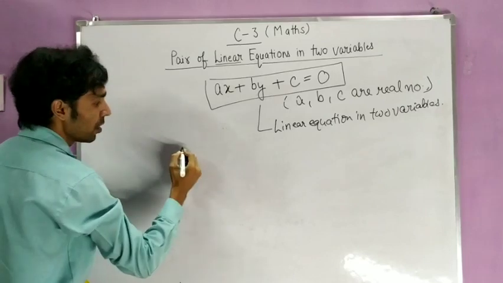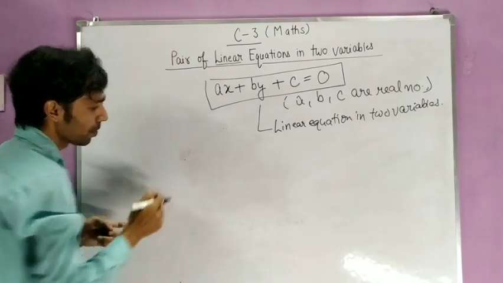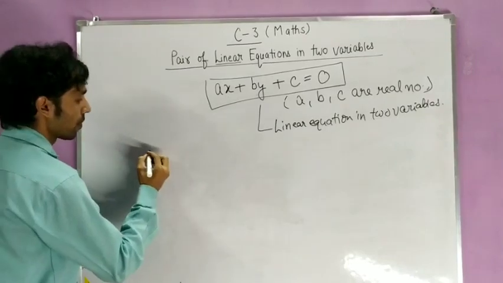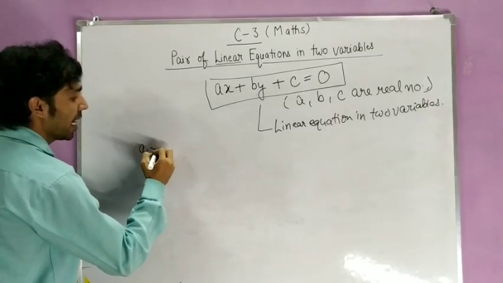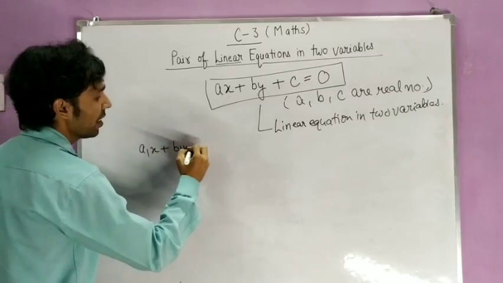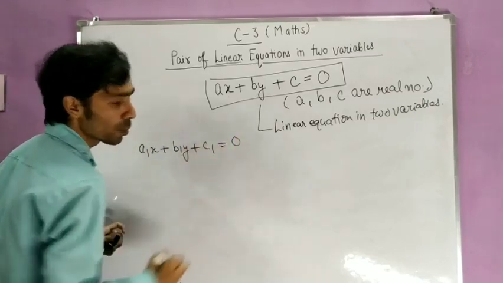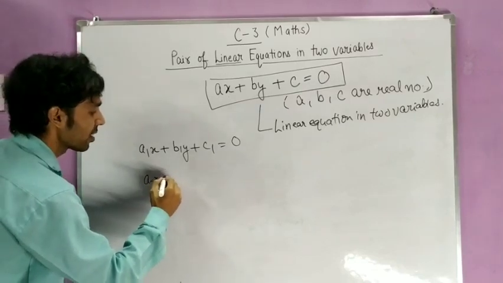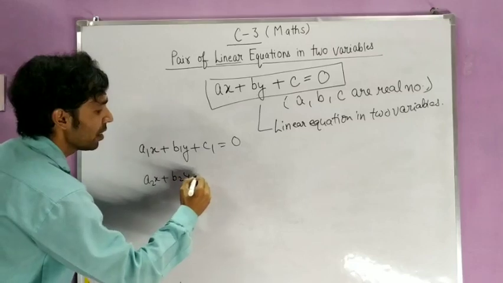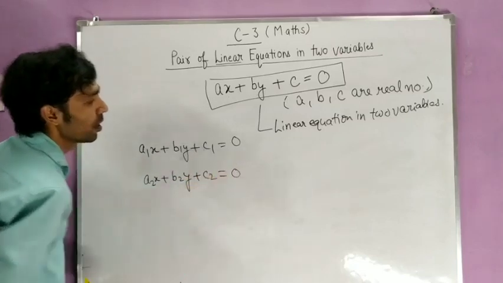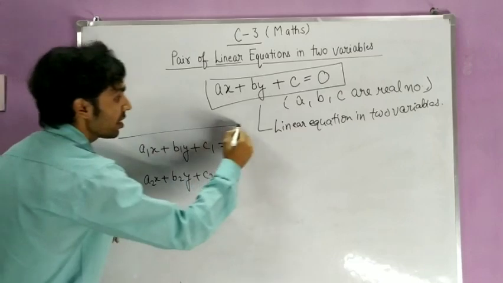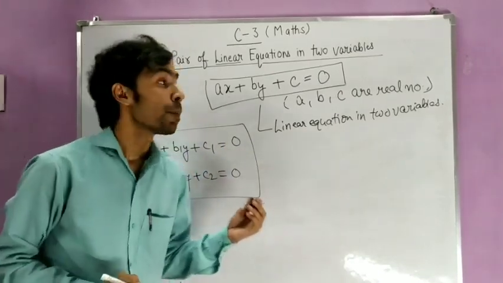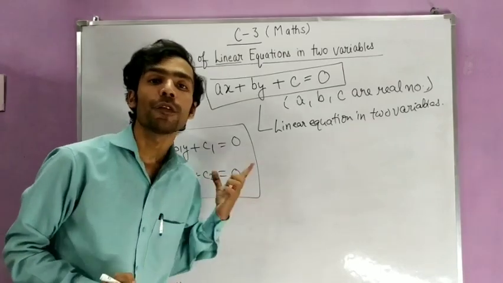Suppose I have written a1x plus b1y plus c1 equal to 0, and one more equation a2x plus b2y plus c2 equal to 0. See, these equations together are known as a pair of linear equations in 2 variables.